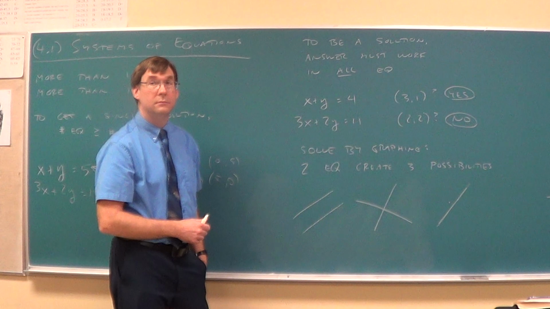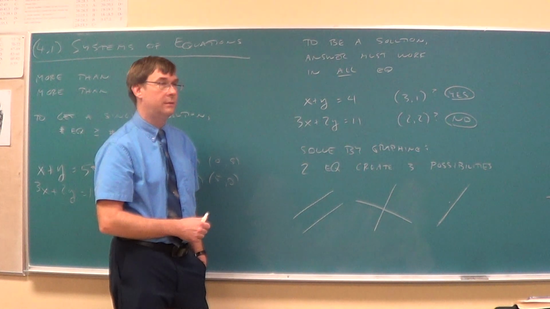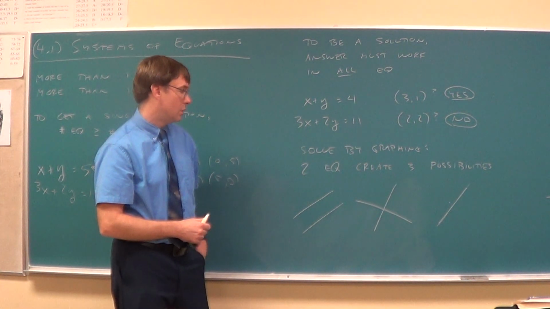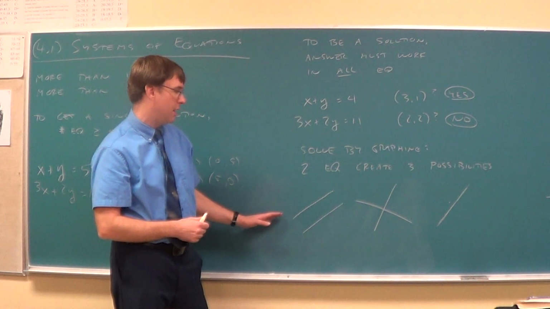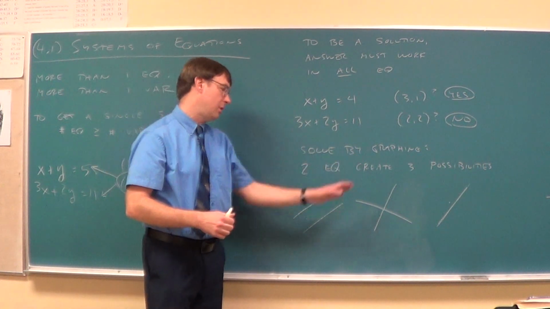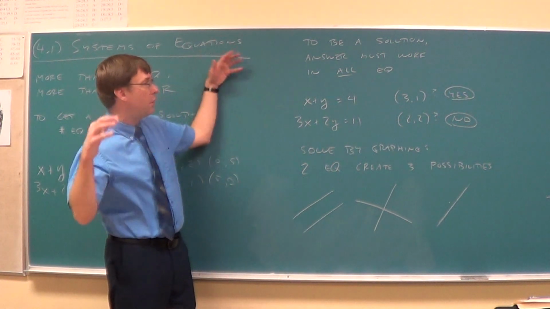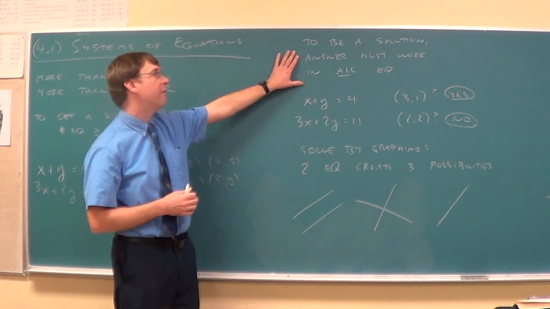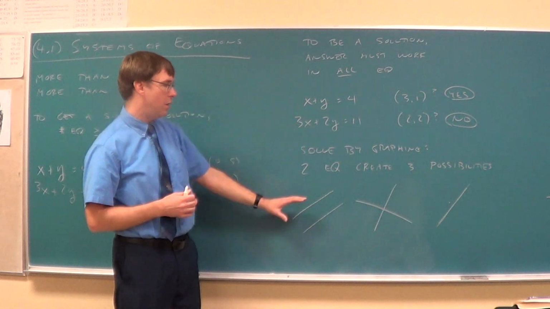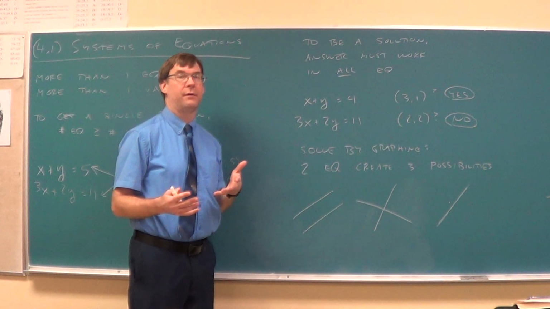Just the start and the end of the line? Not necessarily. So line number 1 shows you all the answers for one. Line number 2 shows you all the answers for the other one. To be an answer for the total problem, it has to work everywhere. So on the graph, how would that show itself?